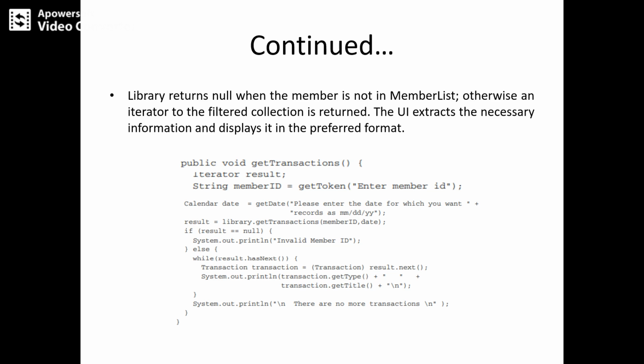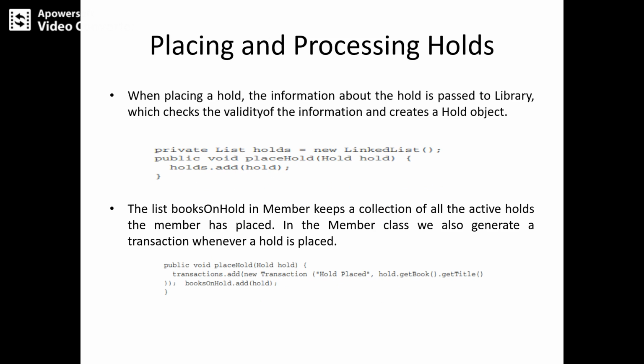So this is about the library returning null when the member is not the particular member. We'll continue with placing and processing holds. This is a small snippet of code that will be explained here. Placing and processing holds.